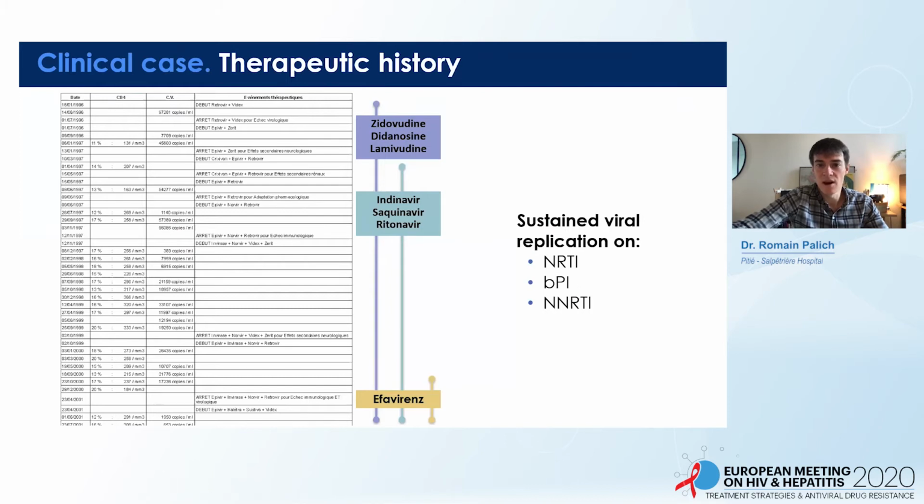So back to our patient, we have to change his anti-HIV treatment to remove etravirine. The first element we have to know is the therapeutic history. As you can see, he has presented a sustained viral replication in the past on NRTI, PI, and NNRTI, suggesting the existence and the accumulation of resistance mutations on the RT and the protease genes.